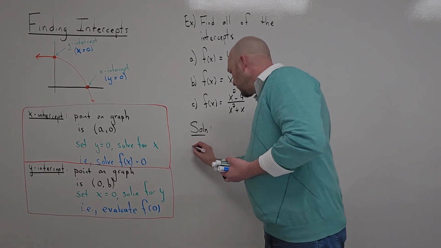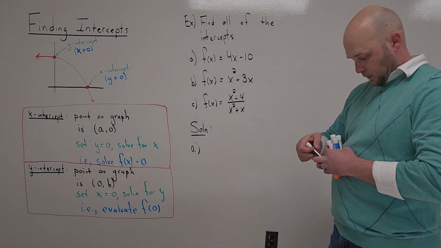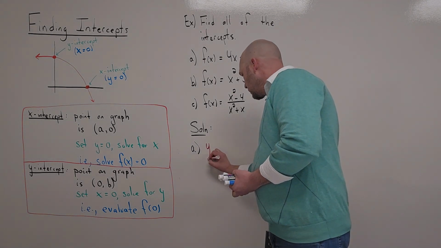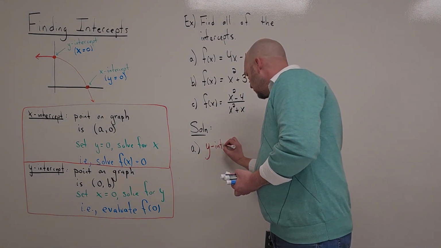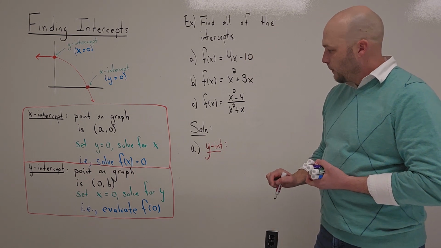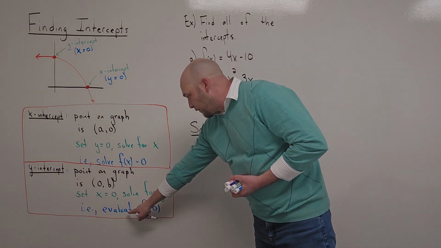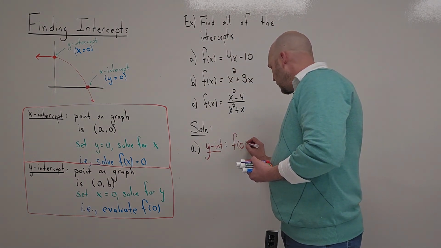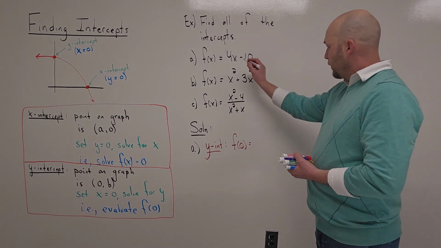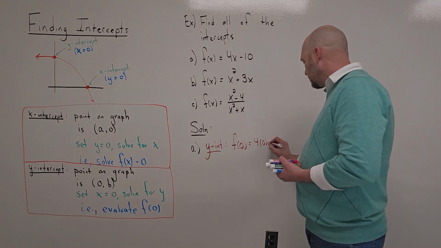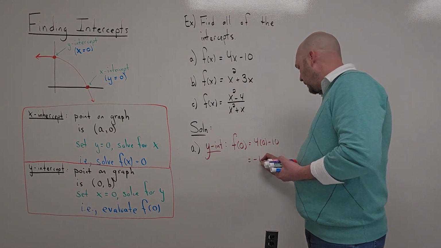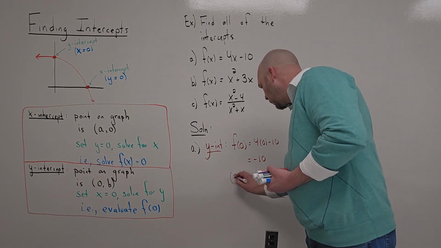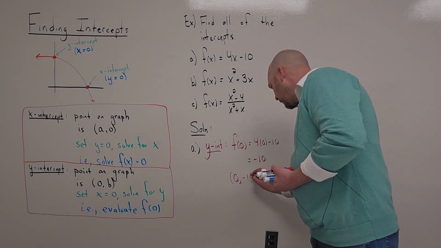For part A, for the y-intercept, let's look at the procedure. The y-intercept says to evaluate f of 0. That means I'm going to compute the function value. When the input is 0, that would give you 4 times 0 minus 10, which gives you negative 10. That tells me that the y-intercept would be at the point 0 comma negative 10.